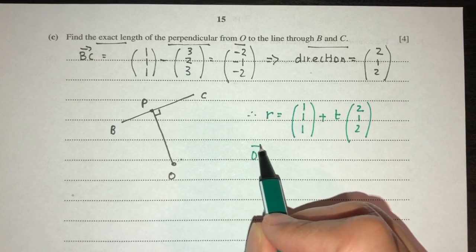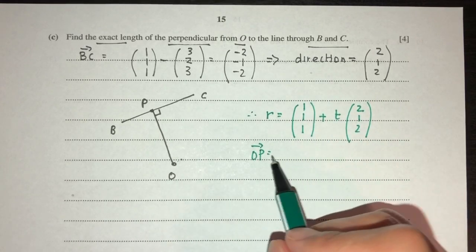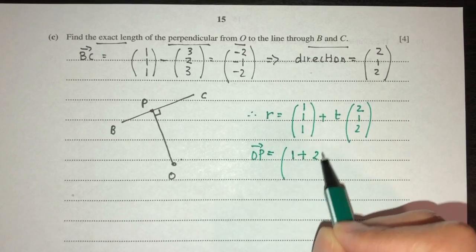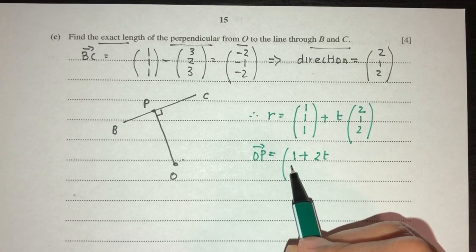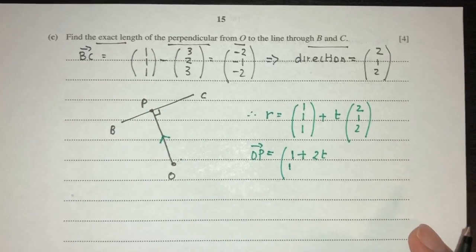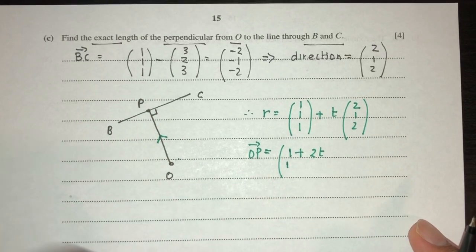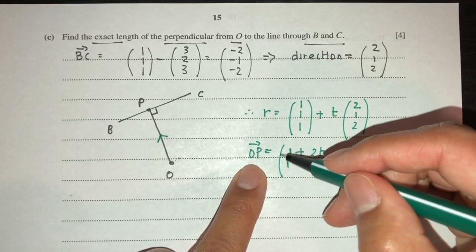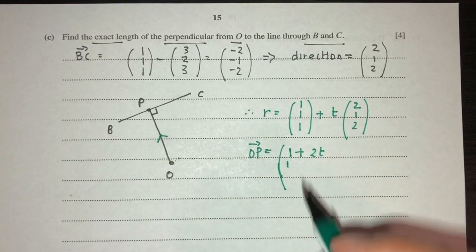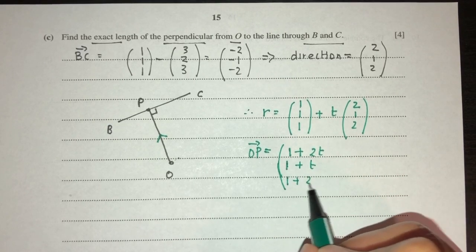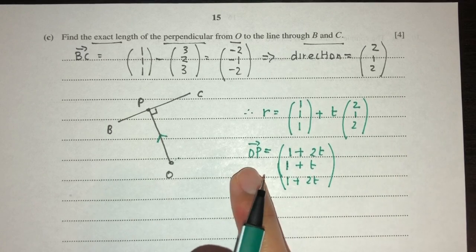Now what is the point P? We don't know the point, so we can choose it randomly. It can be 1 plus 2t. We're trying to find the length, right? We just need to find the normal point first, and then find the length. That will be 1 plus 2t, 1 plus t and 1 plus 2t. That is the direction of the line OP.